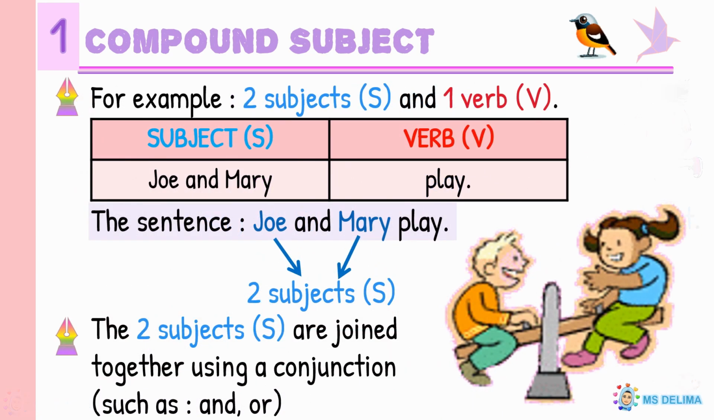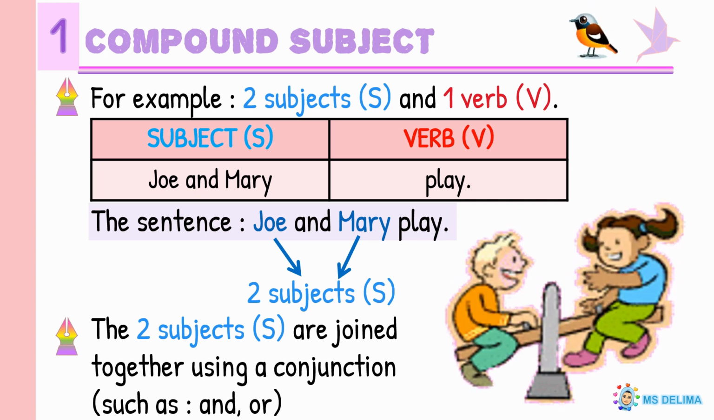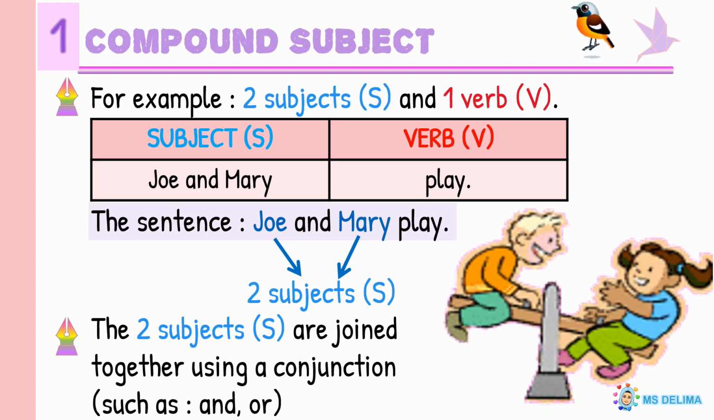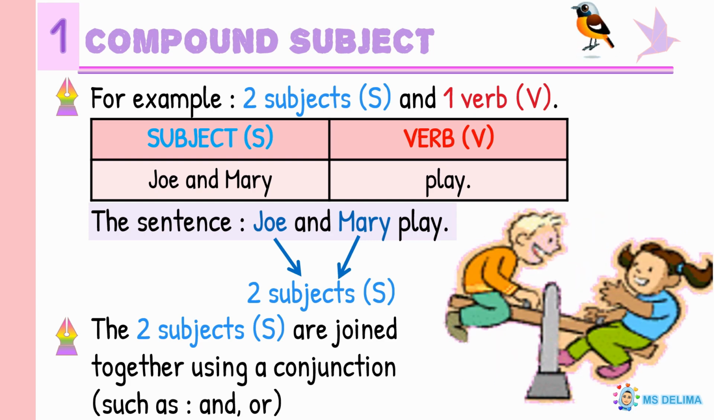Here is another example for compound subject. For example, two subjects and one verb. The subjects here are Joe and Mary, and they play. So the sentence here is Joe and Mary play. There are two subjects here, Joe and Mary. The two subjects are joined together using a conjunction such as and or or.